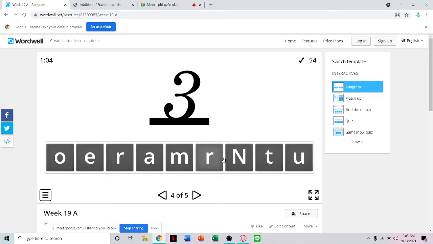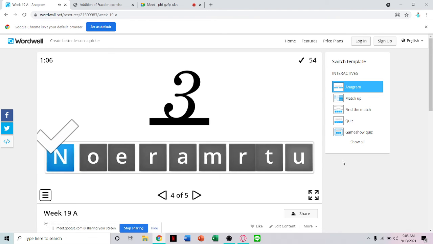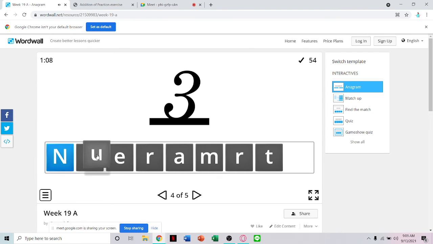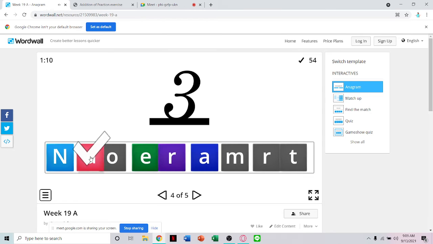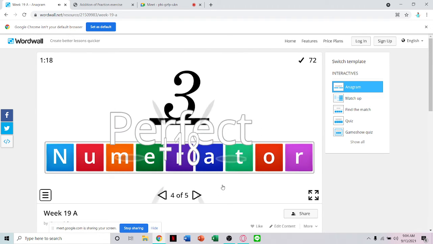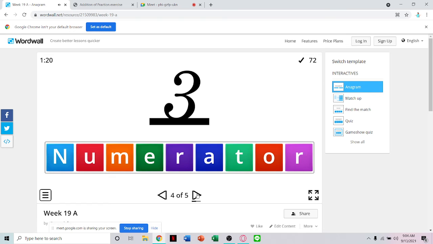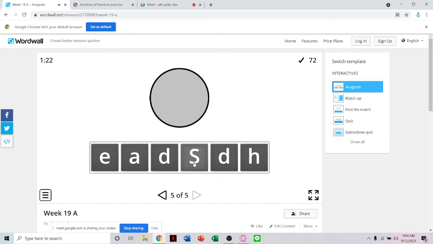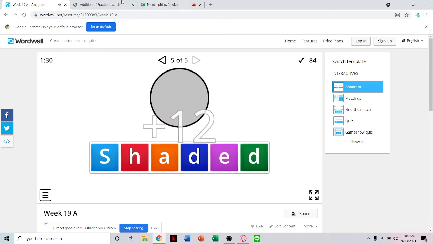Next is numerator. N-U-M-E-R-A-T-O-R. The last one is shaded. S-H-A-D-E-D, and that's it.